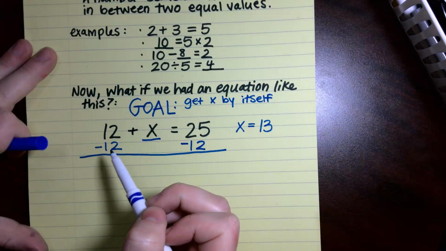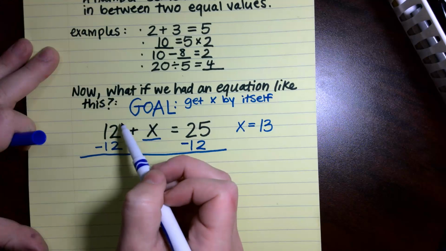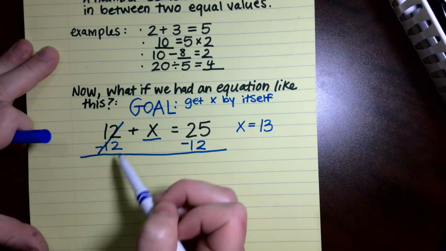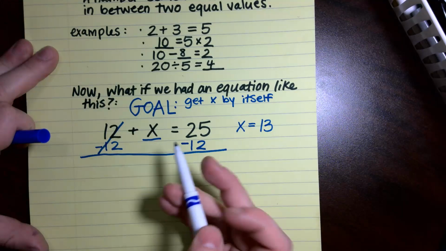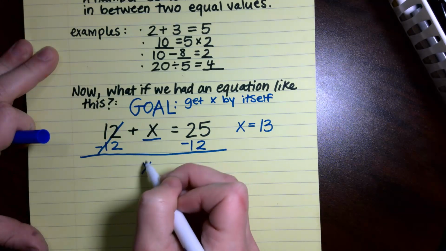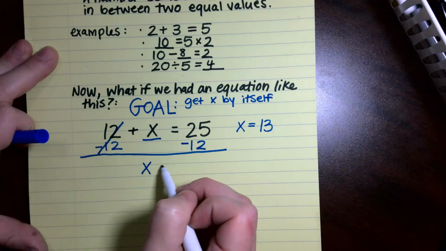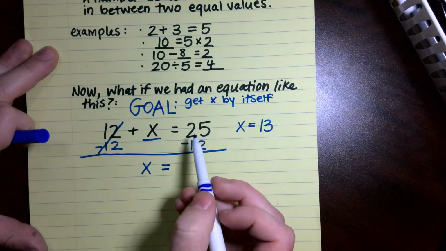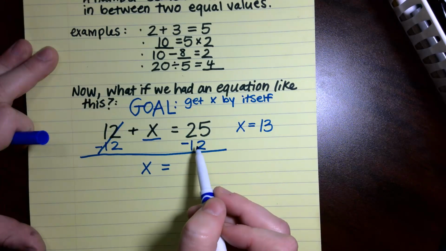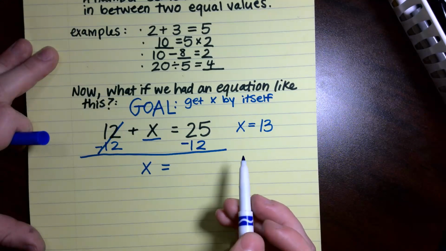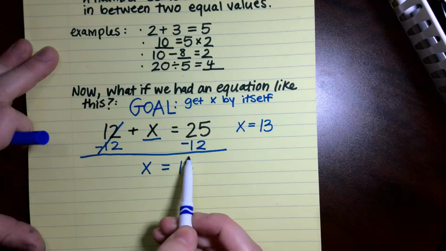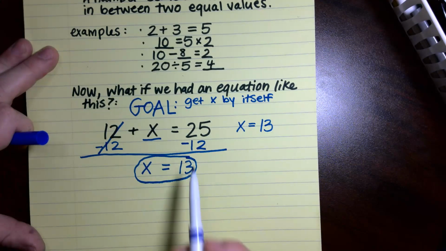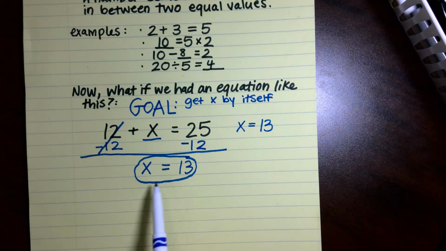So right here, we took 12 away from 12, so we can just cross this out. I'm not going to write 0 plus x equals something. I'm just going to get rid of it and write x now. So I'm bringing that down. Then I'm going to bring down my equal sign. And now I'm going to do 25 minus 12. What is that going to give me? 13. And guys, look at that. We came up with our answer by getting x by itself. We got x equals 13.